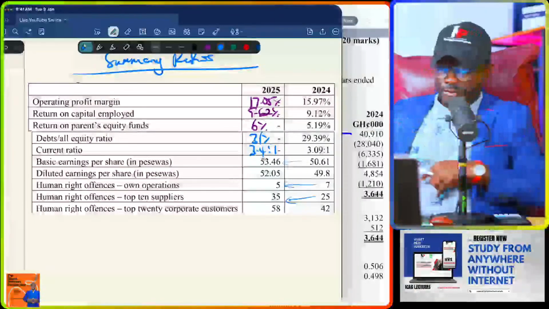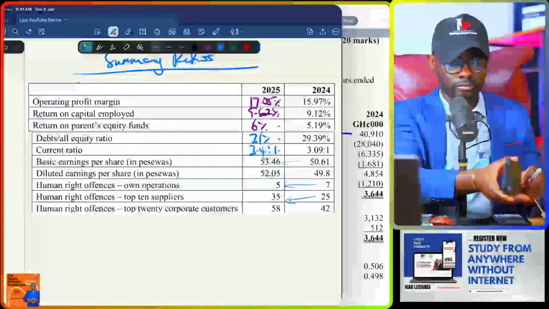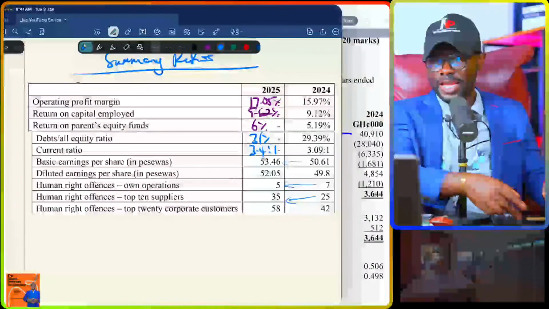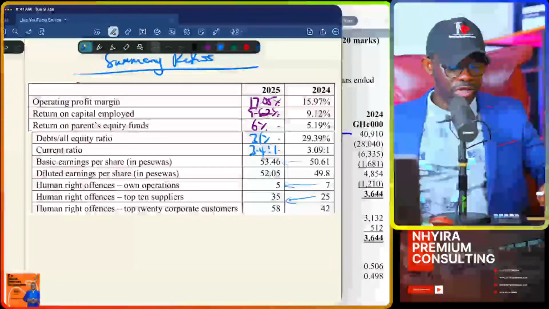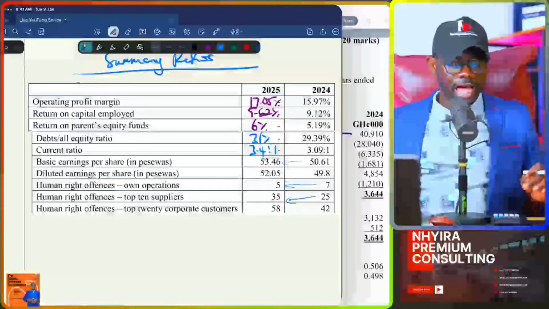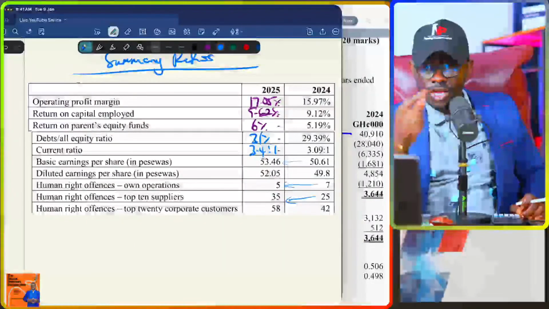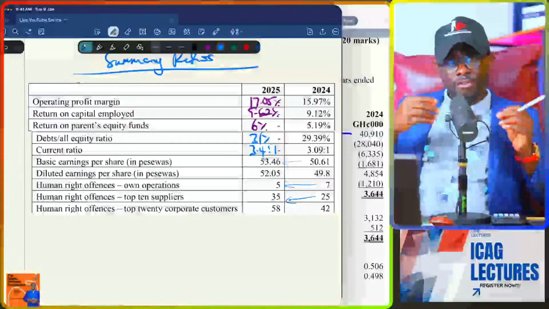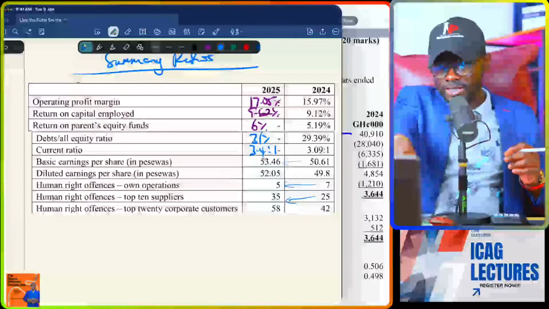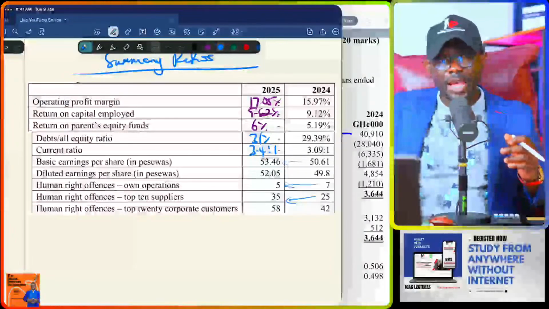They are not providing a favorable working environment for their employees. And then they may not be paying their employees the appropriate wages due them. All these are forms of what? Human rights offenses. So it then means that the entity is aiding, because if our suppliers are committing this offense, from 25, it has increased to 35, and we are still buying from them.